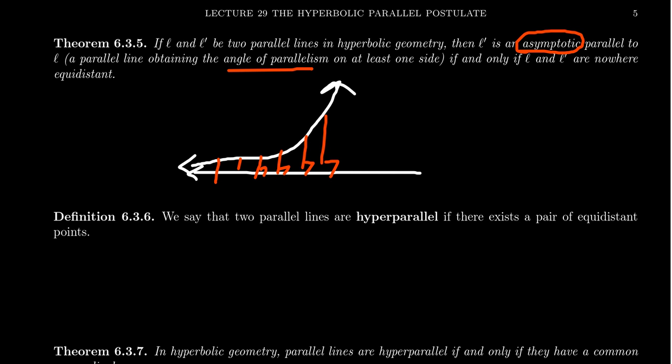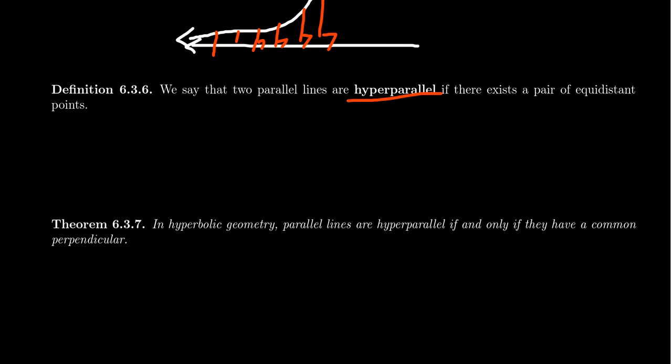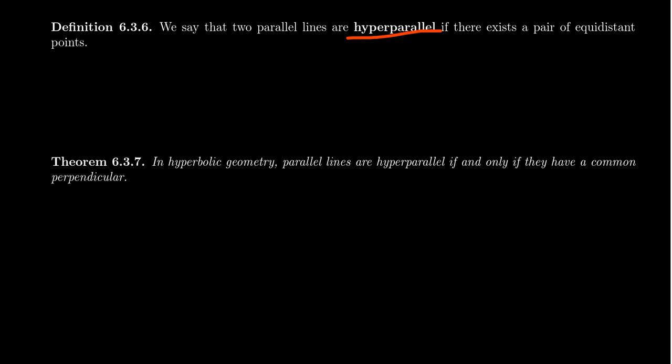On the other hand, we will say that two lines in hyperbolic geometry are hyperparallel if there exists a pair of equidistant points. So we have this dichotomy on parallel lines in hyperbolic geometry. Those which are monotonically approaching each other, the asymptotic ones, are nowhere equidistant, and these other ones do have a pair of equidistant points. We call them hyperparallel. Hyperparallel is just an amalgamation of the words hyperbolic and parallel. And this gives us a type of parallel line that doesn't exist, so to speak, in Euclidean geometry.